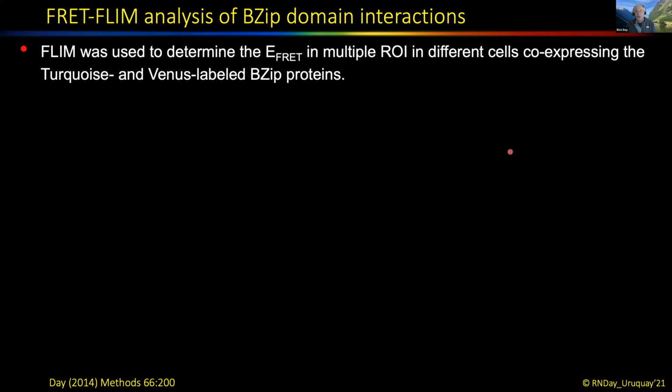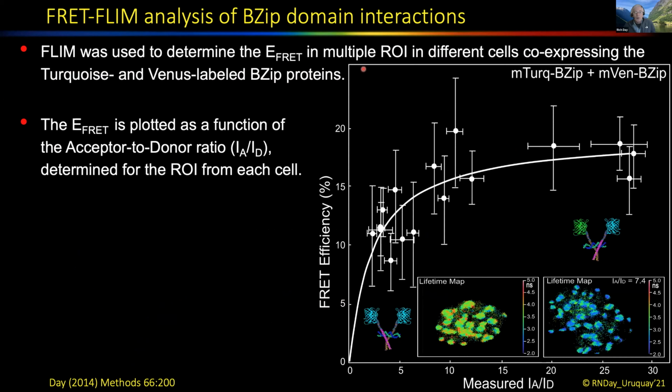And so we use FLIM to measure FRET efficiency. We measure it in multiple ROIs for each cell, so multiple regions of the nucleus for each cell, and we measure many cells. And what we do is we determine the acceptor to donor ratio in each cell. So each point on this graph is an individual cell. We measure multiple ROIs for each individual cell. So the spread here indicates the spread in FRET efficiency for the cell and the spread in the acceptor to donor ratio for the cell.